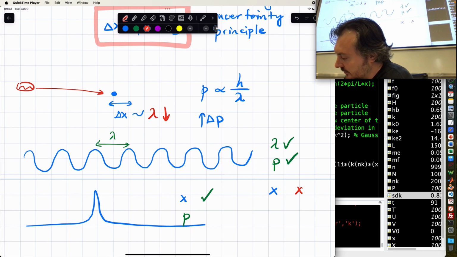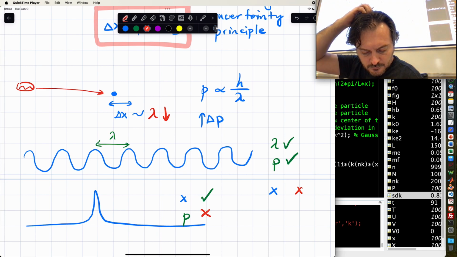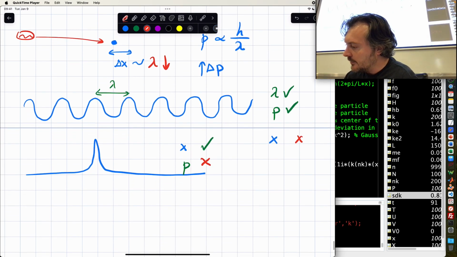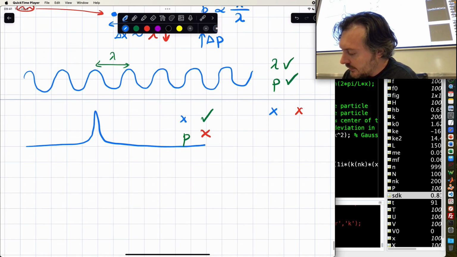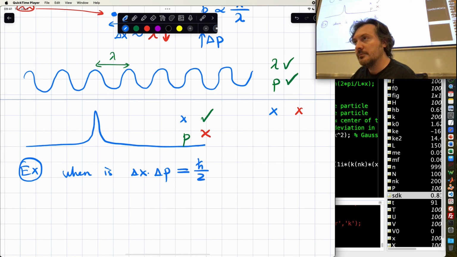Now p gets okay, and for example, what would achieve the lowest value of delta x? So let me give an example. When is delta x times delta p actually equal to h bar over 2? Okay.